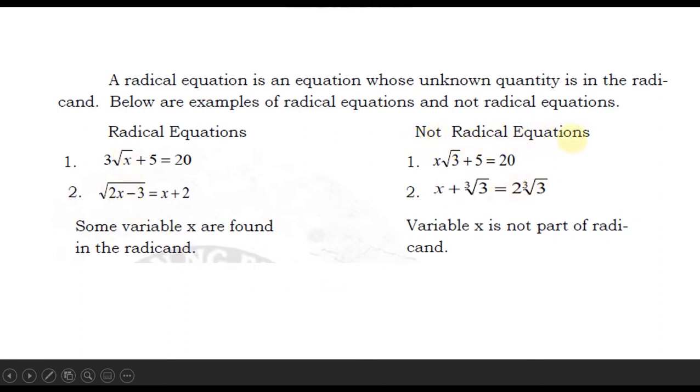Not radical equations. We have here, first example, x square root of 3 plus 5 equals 20. Second example, x plus cube root of 3 equals 2 times cube root of 3. Variable x is not part of the radicand.